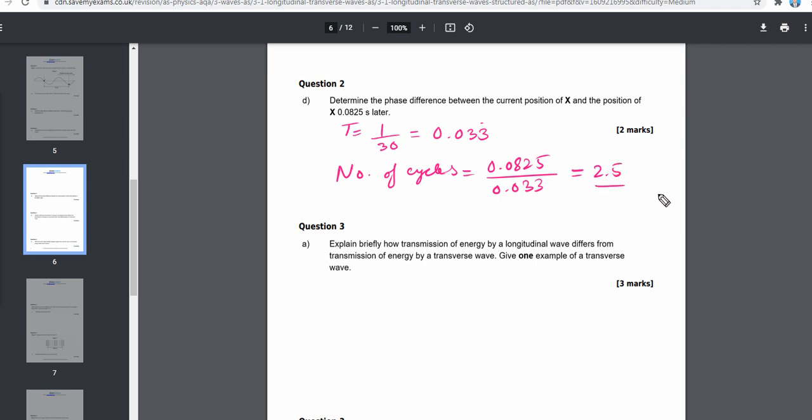So after 0.0825 seconds, the wave has traveled 2.5 cycles, which means the phase difference is determined by the half cycle, because after each complete cycle the phase difference again becomes 0. After one cycle the phase difference is 0 degrees, after two cycles it is again 0 degrees, and after a half cycle the phase difference is 180 degrees. So the phase difference will be 180 degrees or pi radians. This is how we can solve this exam-related example. I hope you understood it. Thank you.